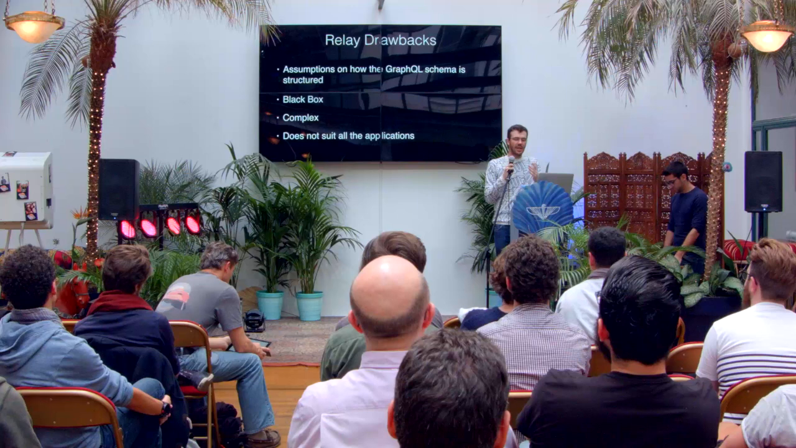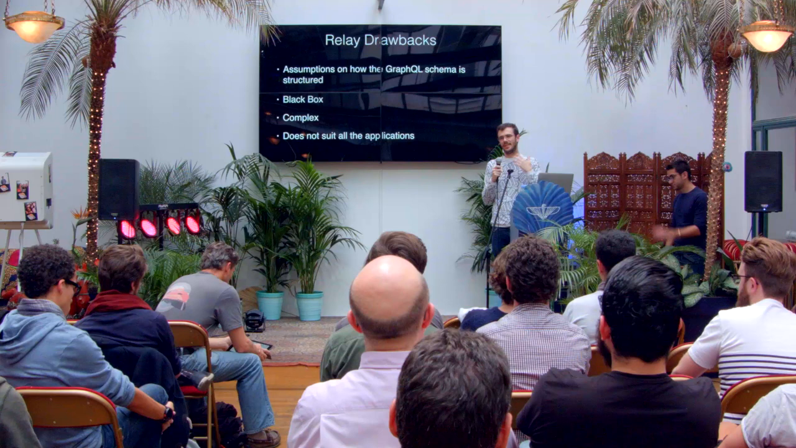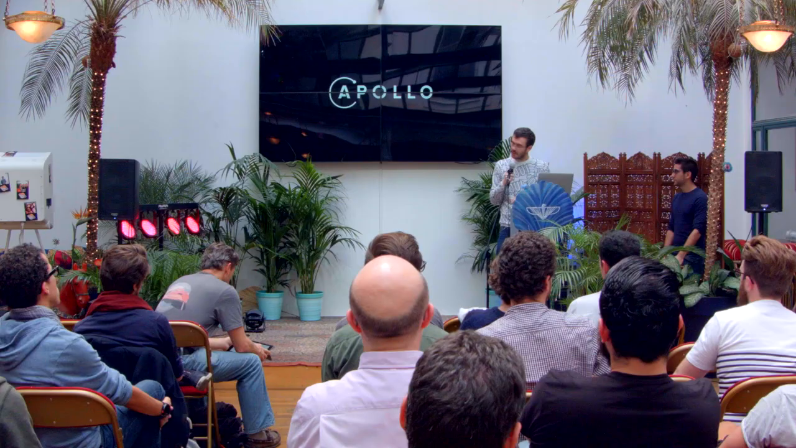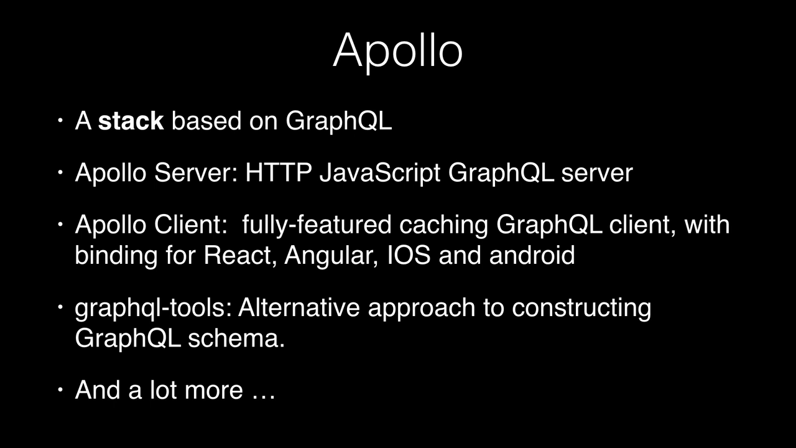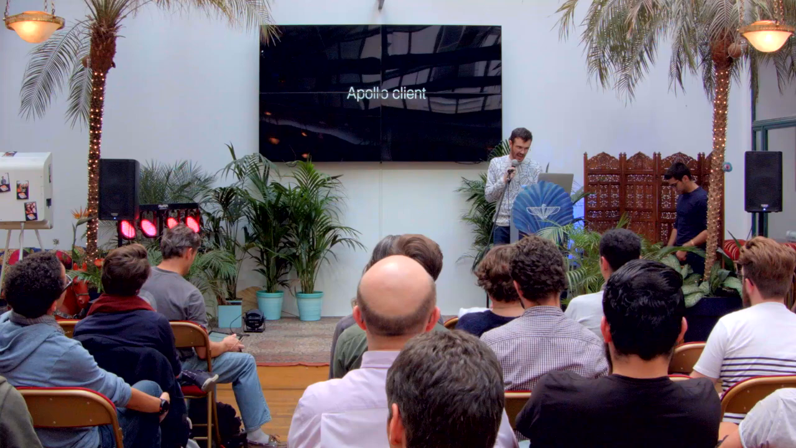But before choosing Relay, you have to think a lot about whether your application fits well in the use case. So the last part of this talk will be really short. I'm going to talk about a Relay competitor, which is called Apollo. Apollo is not only a client framework, it's a complex stack. You have an HTTP server, a client which is like Relay, and some tools to create schema in a different way than I showed you.